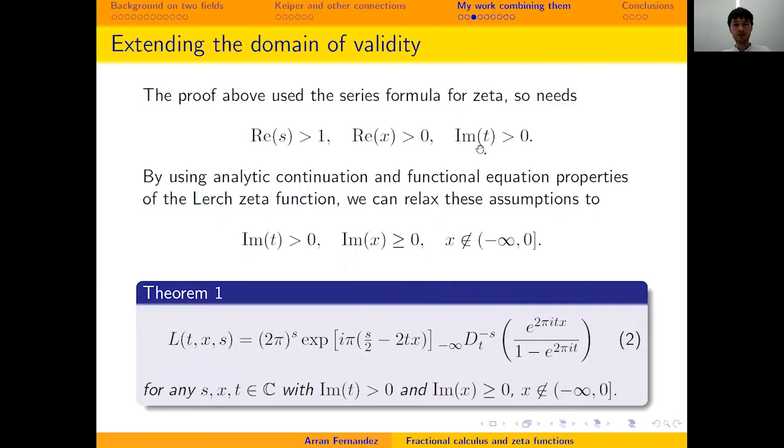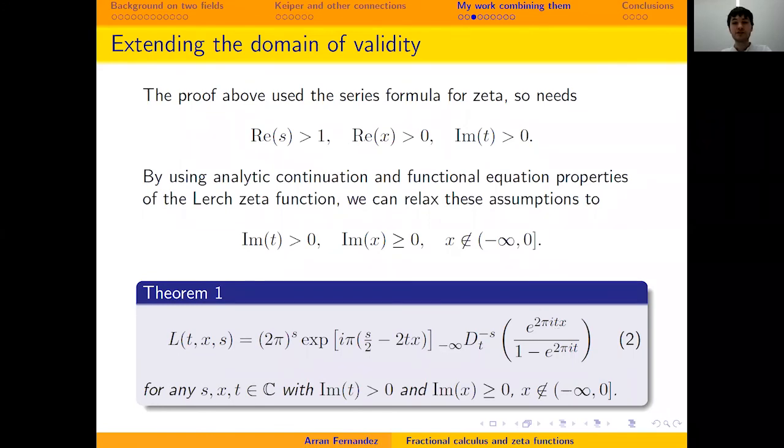The assumption on T is still the same, and the assumption on X becomes this. So you need the imaginary part of X to be positive or 0, and X should not be a negative real number. So this is the theorem. Lerch zeta function equals power exponential fractional derivative equation of exponential functions.